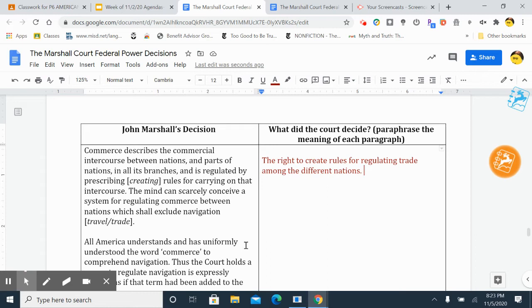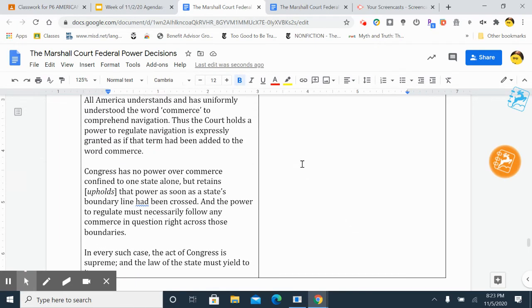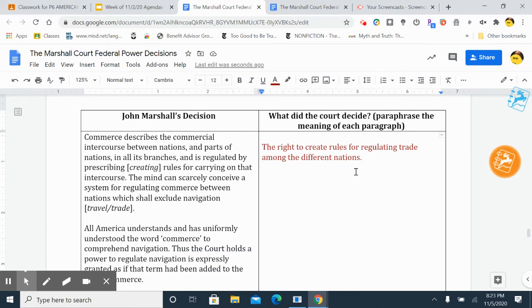Excuse me. I apologize. So then what else does it talk about here? What would be the paraphrase here? All Americans understand. This is in the right place. I deeply apologize. So that would be like the paraphrase of this particular paragraph right here, right? That'd be the paraphrase.